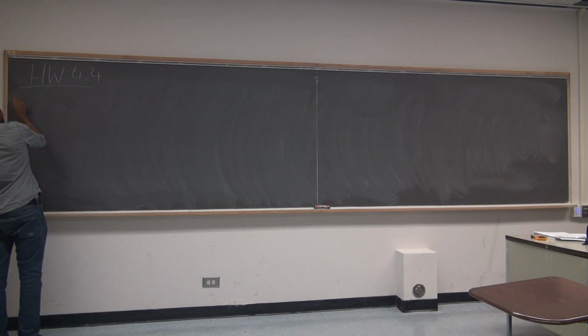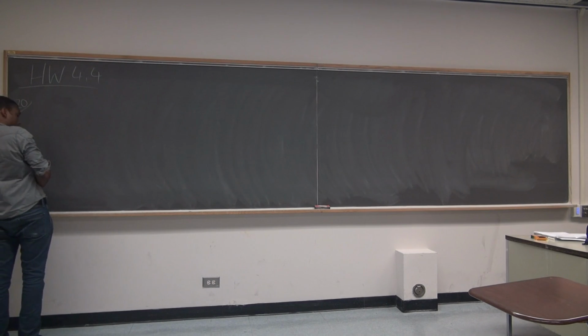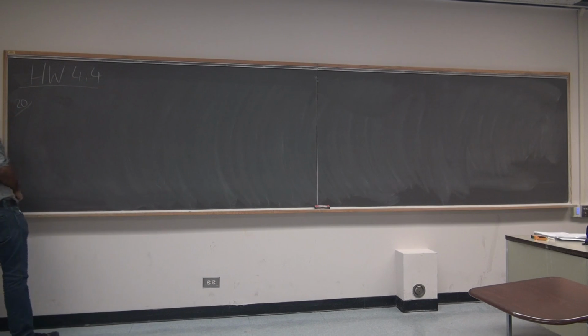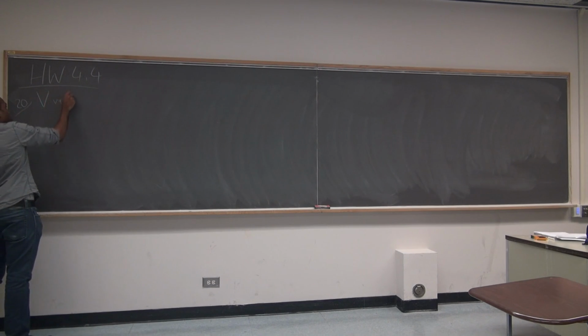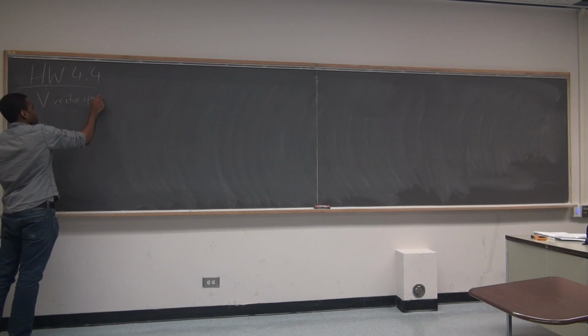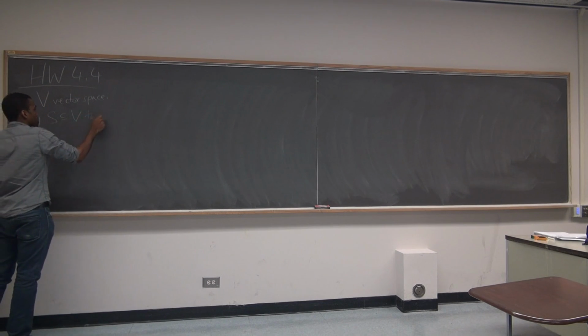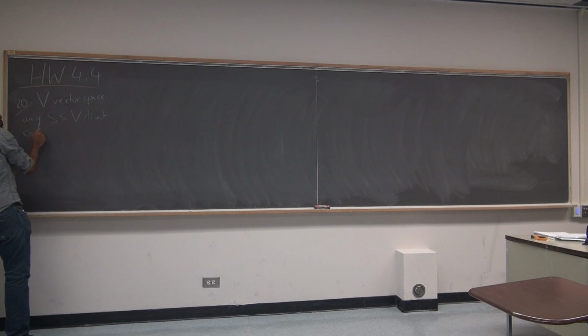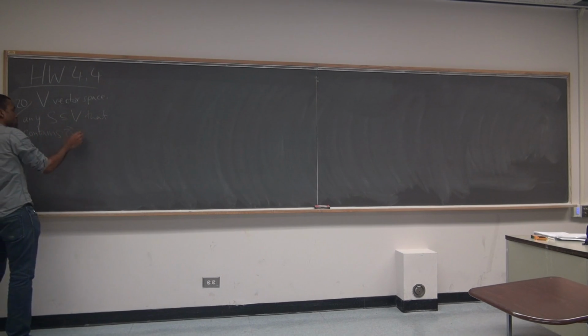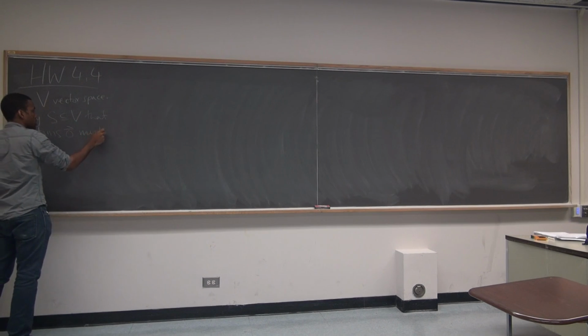Number 20. What did that say? In any vector space, a set that contains the zero vector must be linearly independent. Explain why. So V is a vector space. Then any subset of V that contains the zero vector must be dependent. Is that what it said? Yep.